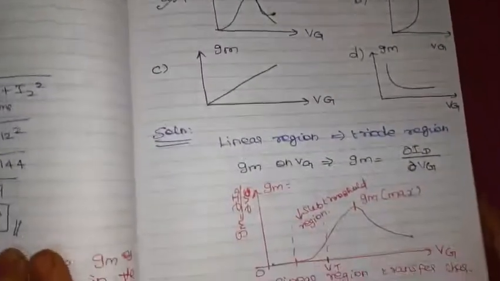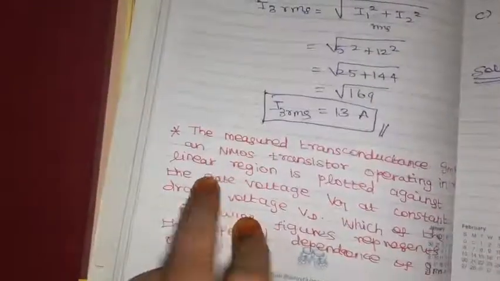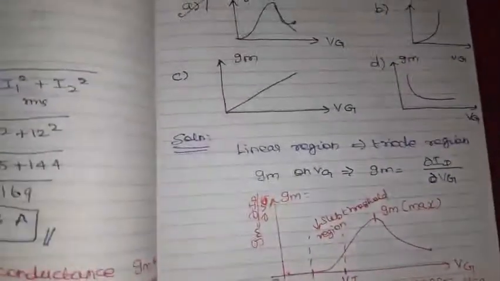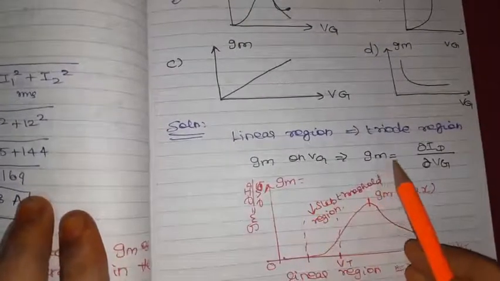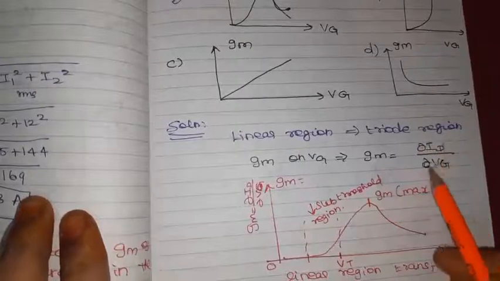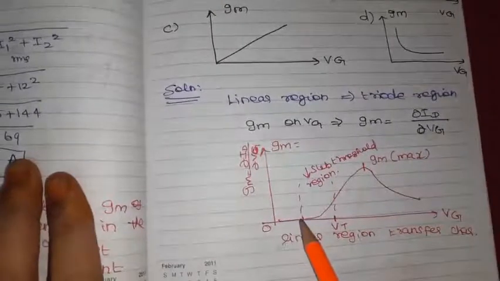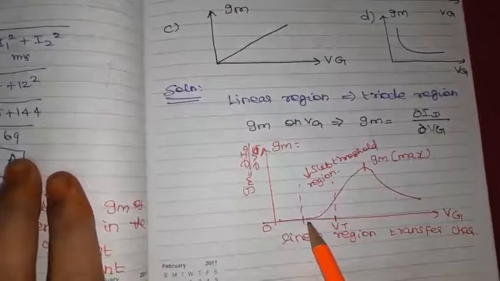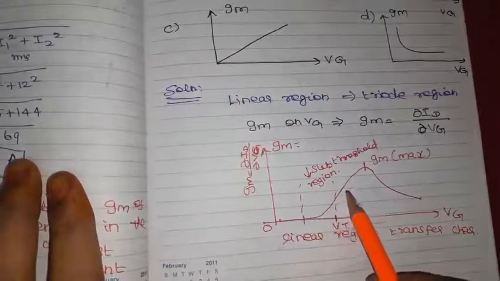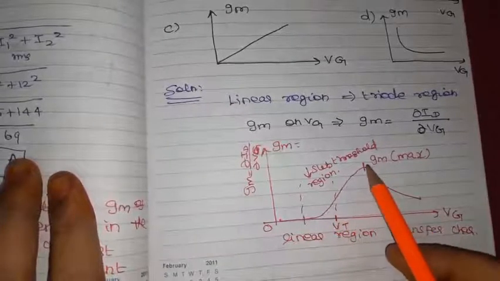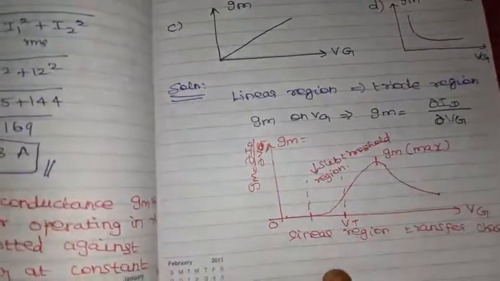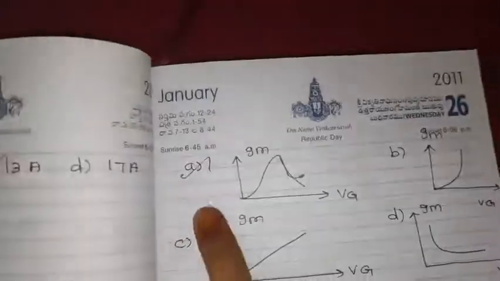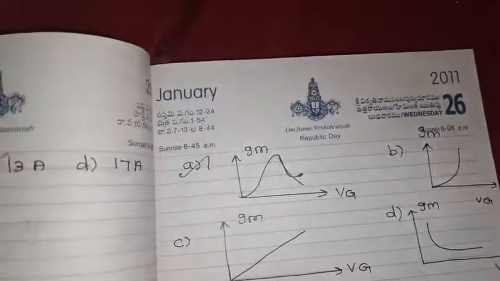What is given? It is operated in the linear region, otherwise called the triode region. What is the GM and VG relationship? GM equals dou ID by dou VG. Whenever we increase VG, GM will go on increasing up to the saturation point, then it will start decreasing. So this is the transfer characteristic in the linear region, which matches option A.